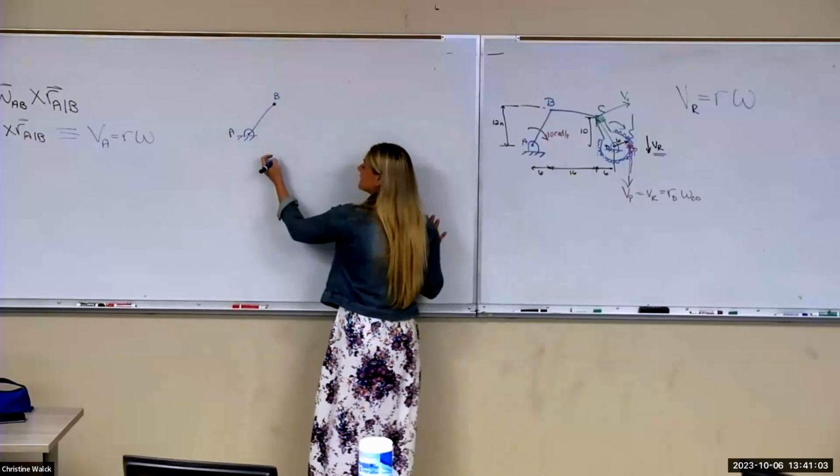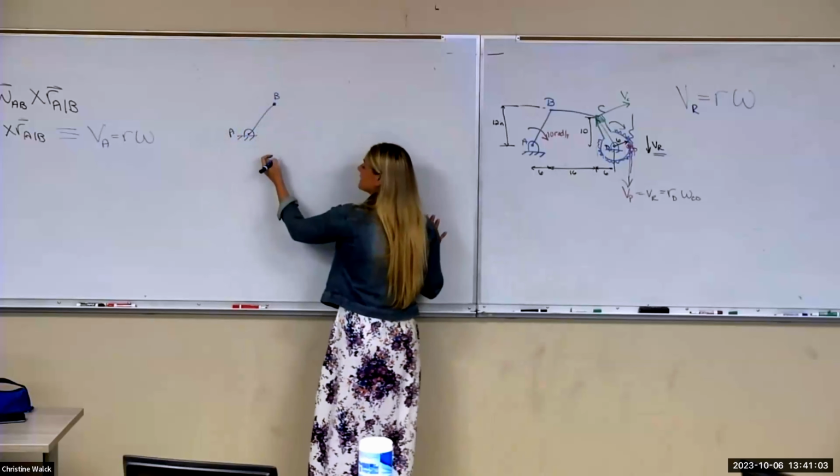I am going to say that B rotates purely about A. So that means that VB equals omega AB cross RB with respect to A. I know omega AB and I know RAB. So let's take a look at this.